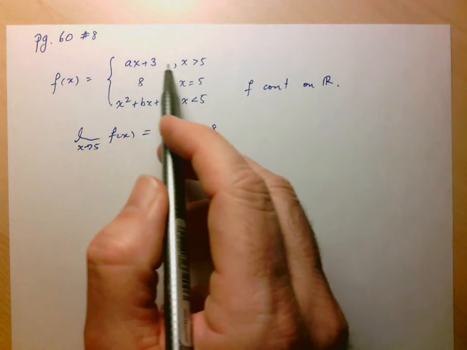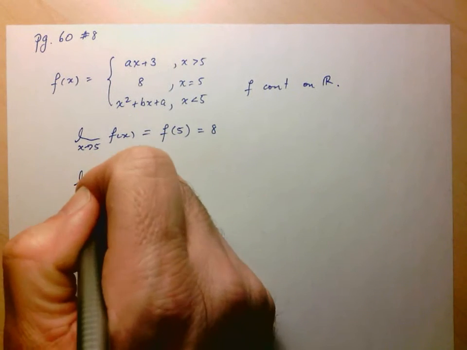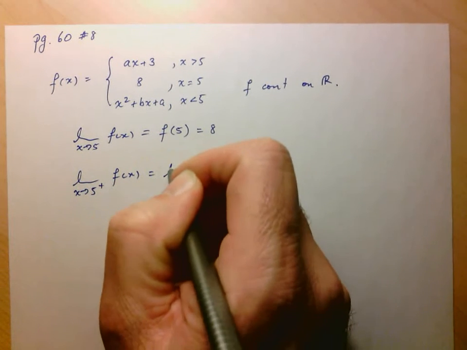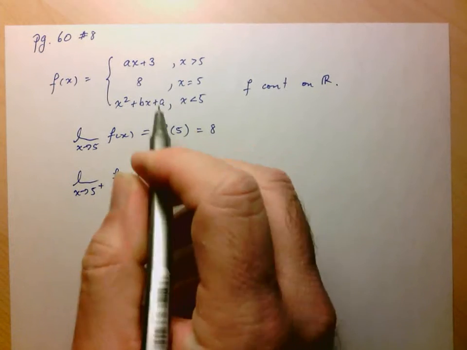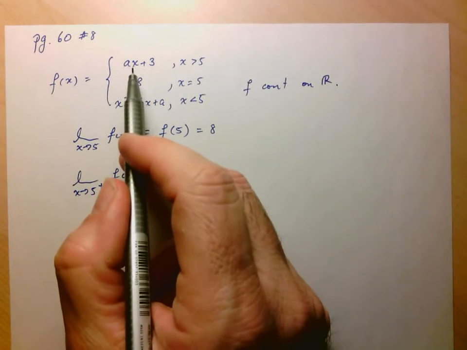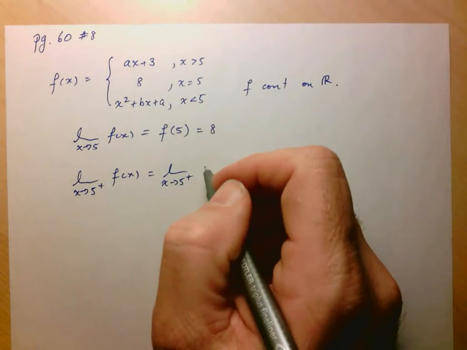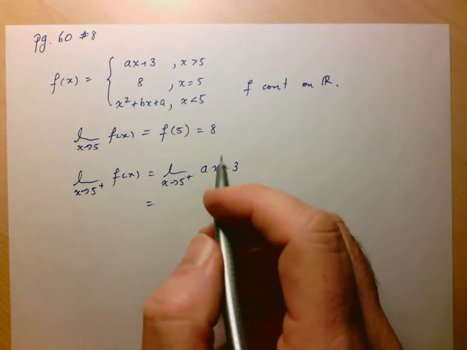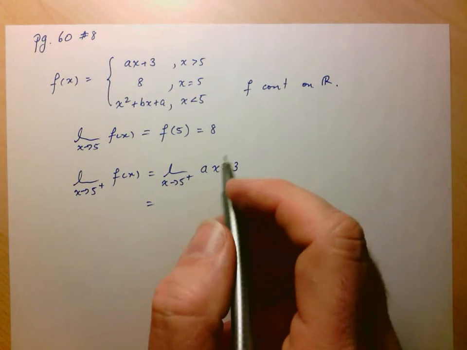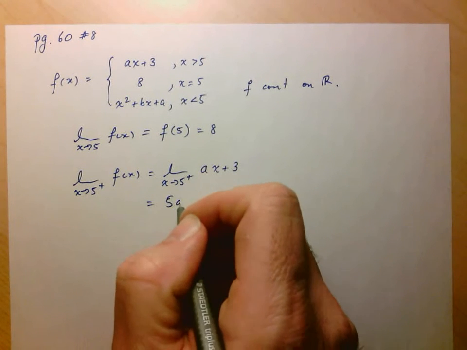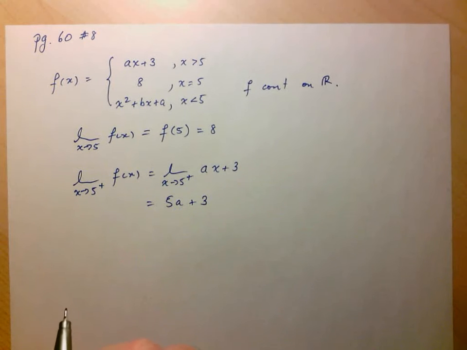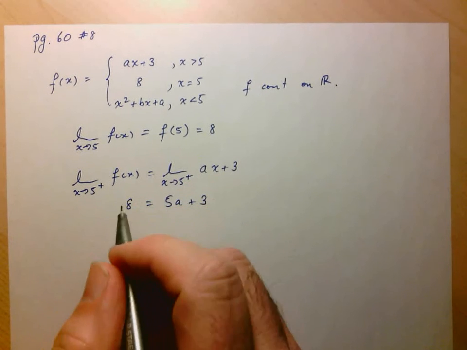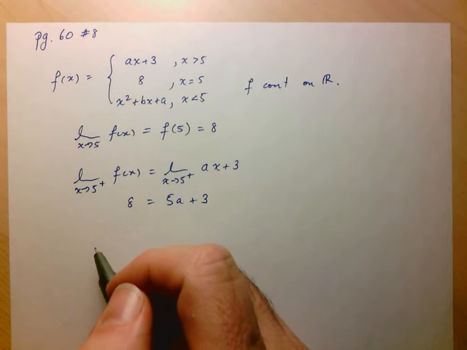So let's start with the right-handed limit here, which is going to be using this top function. If I take the limit as x approaches 5 from the right of f at x, well here, as we said, it's this function which defines the y values to the right of 5. So I'm taking the limit of ax plus 3 as x approaches 5 from the right. There's nothing funny going on at 5, so this is just going to approach 5a plus 3. But if I need this to be continuous, this is going to have to be equal to 8 because both the left and right-handed limits are going to have to be equal to the function value.